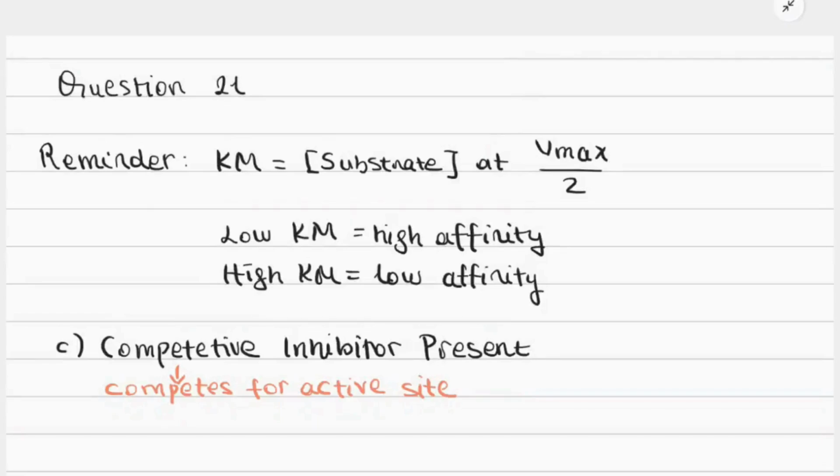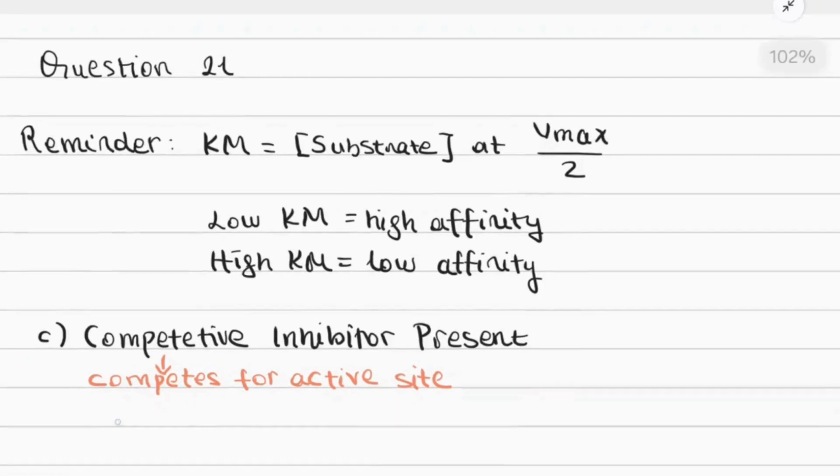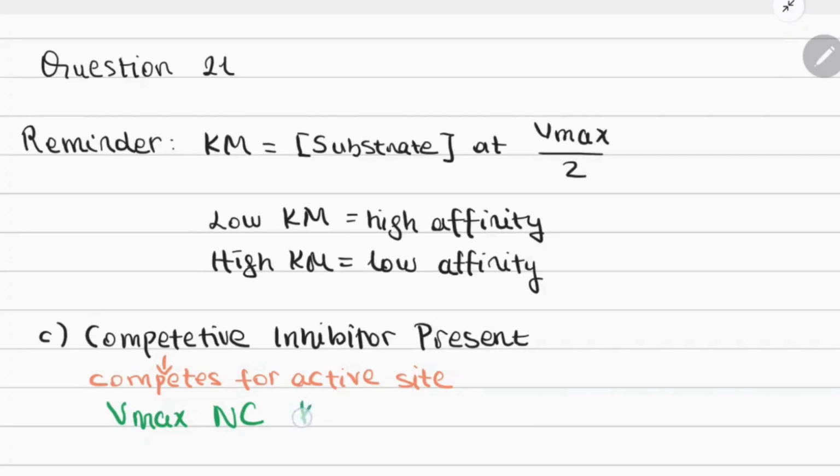In option C, a competitive inhibitor is present. The inhibitor competes with the substrate for the active site. Adding more substrate can overcome it, so the max rate stays the same. No change. But you need more substrate to reach half max speed, so Km increases.